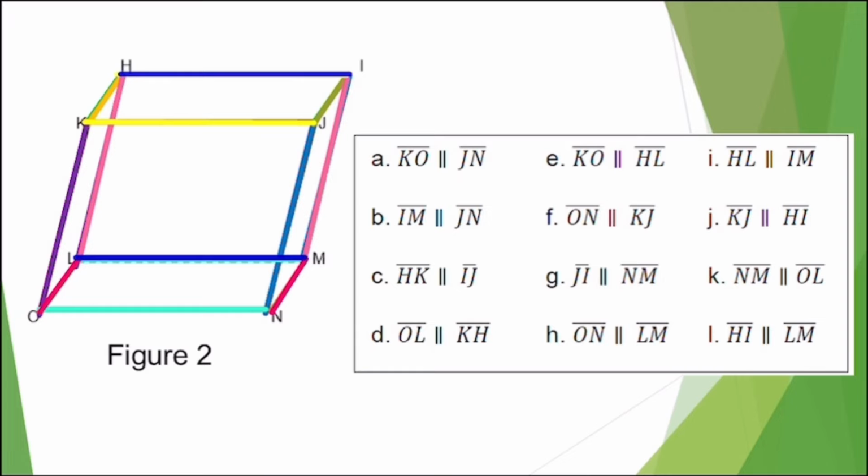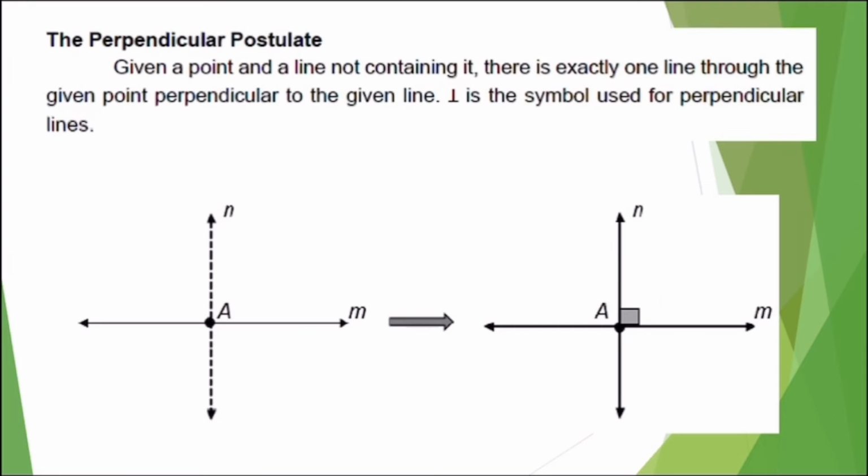Aside from the parallel postulate, a perpendicular postulate was also determined. We have the perpendicular postulate: given a point and a line not containing it, there is exactly one line through the given point perpendicular to the given line. A reverse capital T is the symbol used for perpendicular lines.